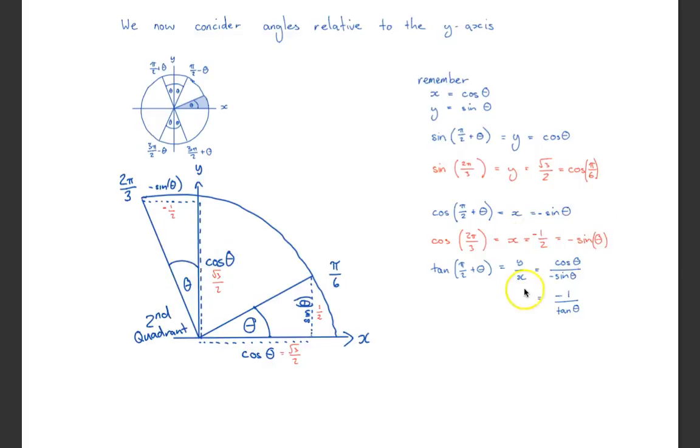Tan is going to be equal to y on x. Our y-coordinate for tan of pi on 2 plus theta is cosine of theta. Our x-coordinate is minus sine of theta. You should note that that's kind of like our identity for tan. Our identity for tan is tan of theta equals sine of theta on cosine of theta. This is cosine of theta on sine of theta, which is just the inverse of tan. So we just write that as negative 1 on tan of theta.